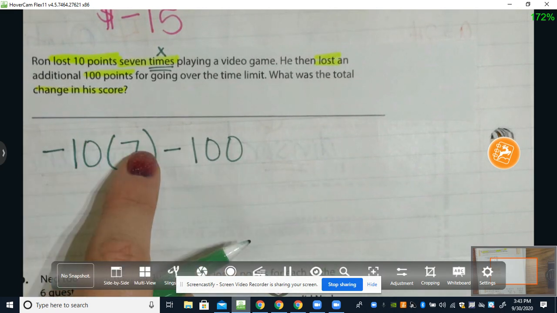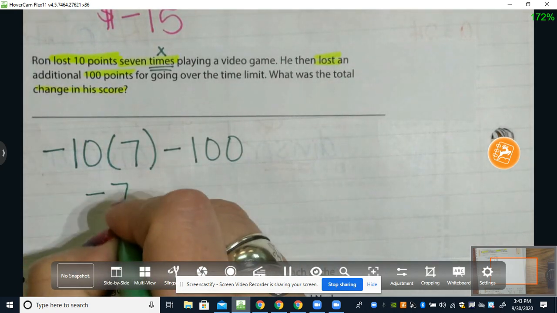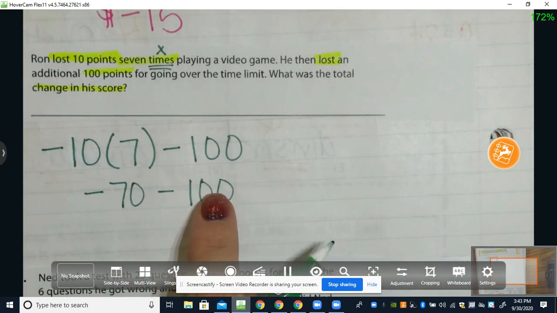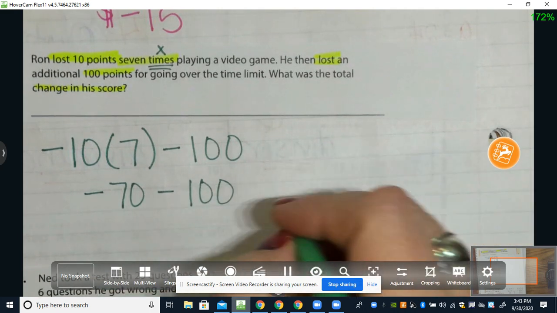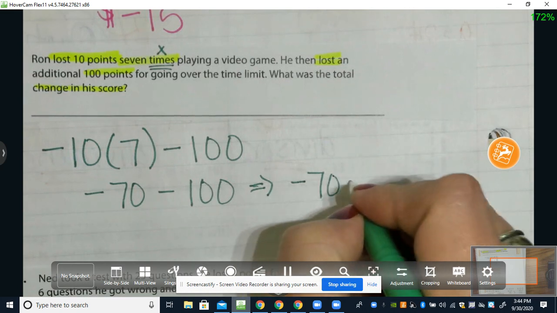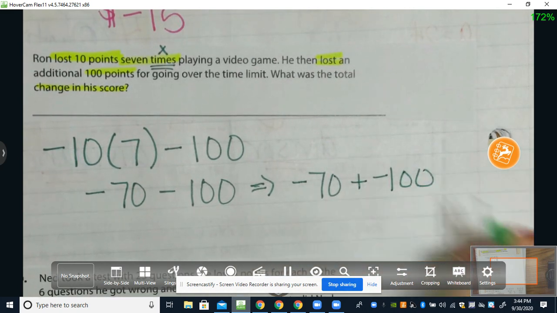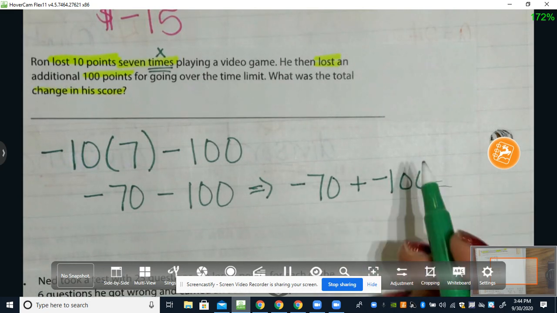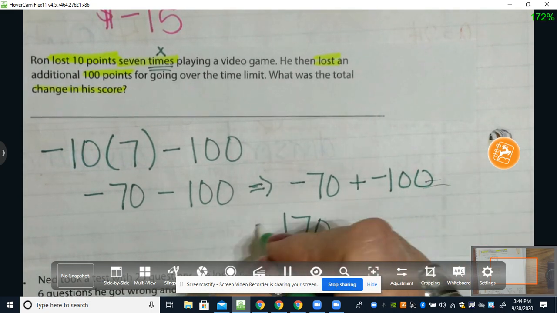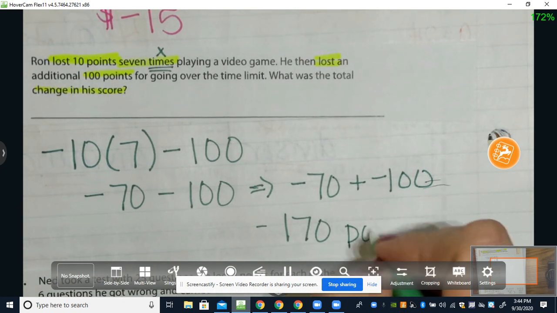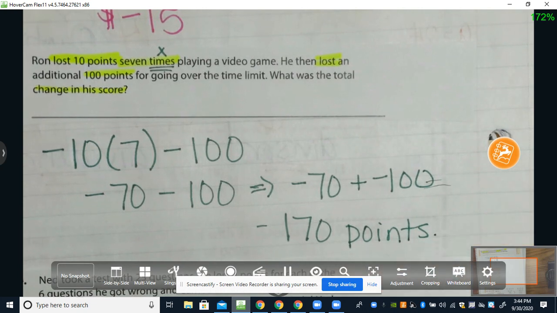So negative 10 times 7 gives me a negative 70 minus 100, because that's what he lost for going over the time limit, which can also be written as negative 70 plus a negative 100. Same signs, add and keep. 100 plus 70 is 170. And they're both negative, so it would be a negative 170. We're talking about points in his video game.